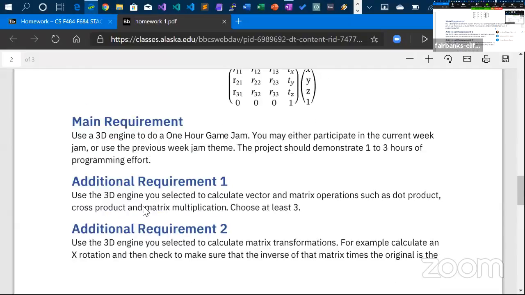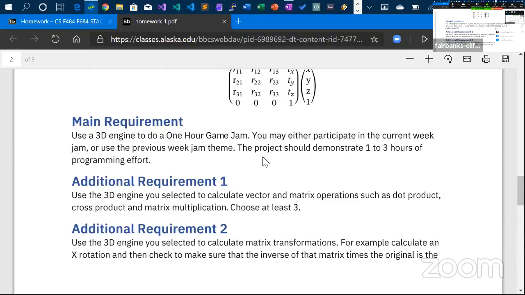And then the main requirement is to do the 1 hour game jam. So last week was pizza. So if you want to do pizza again, you can do pizza, or do the one that's actually on Saturday and challenge yourself to actually complete that one.